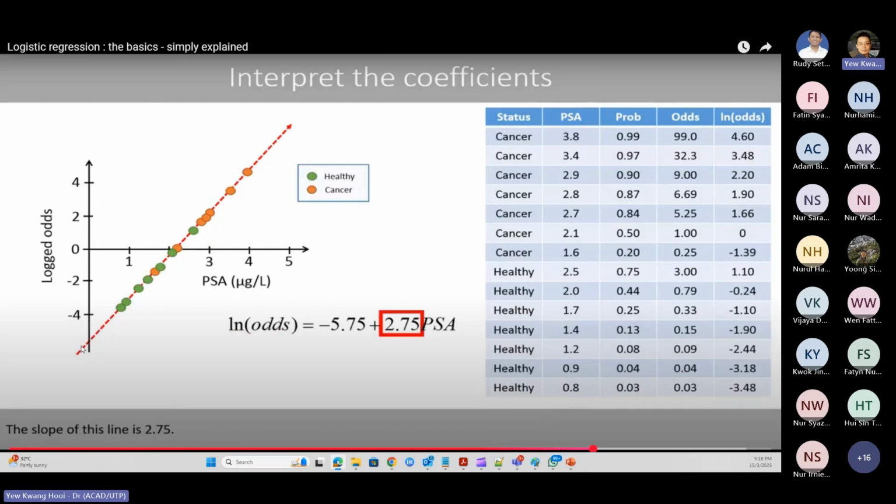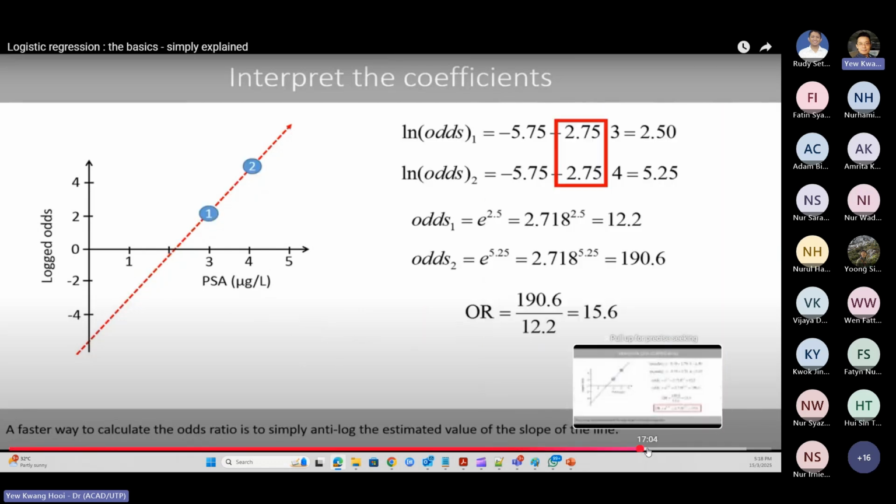You can determine the intercept. You can determine the slope using y = mx + c. Yeah, and then you get the formula. Negative 5.75 is the intercept, 2.75 is the slope. Now, using this formula, you can work out the log odds value of 0.1 and log odds value of 0.2 given the x value of 3 and 4 respectively. That's why you get 2.5 for 0.1 and 5.25 for 0.2, which is the y-axis value.